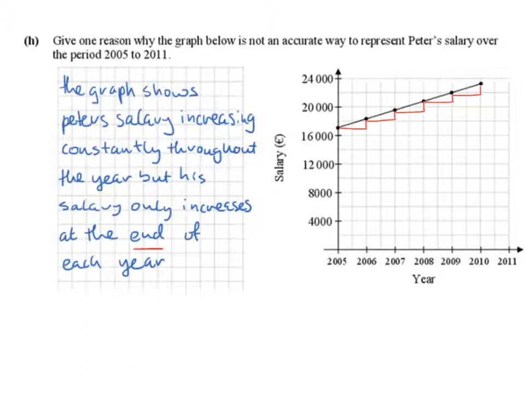So the answer that we're looking for is something similar. To give one reason why the graph below is not an accurate way to represent Peter's salary over the period 2005 to 2011: the graph shows Peter's salary increasing constantly throughout the year, but his salary only increases at the end of each year. So therefore that black line is not an accurate way to represent his salary.